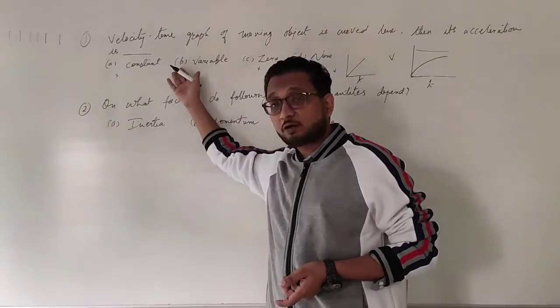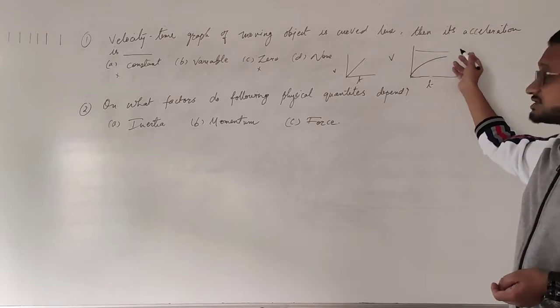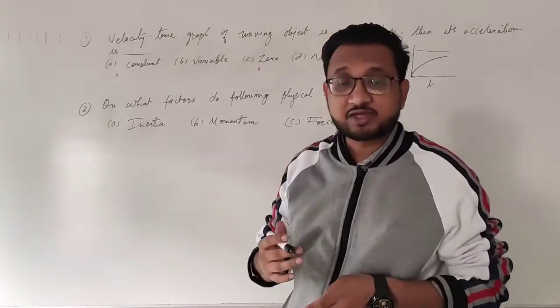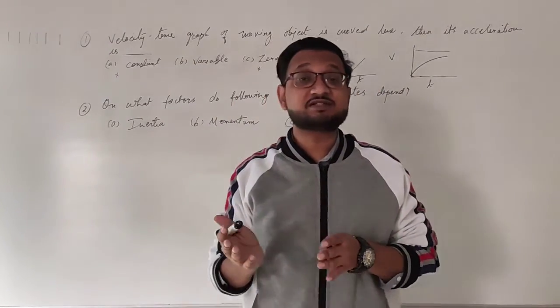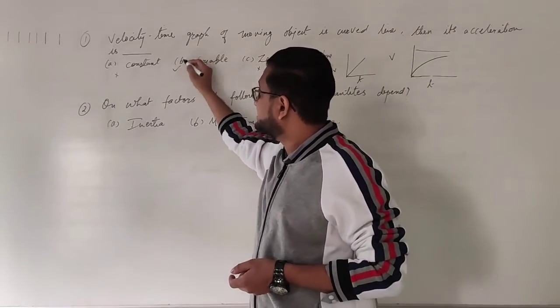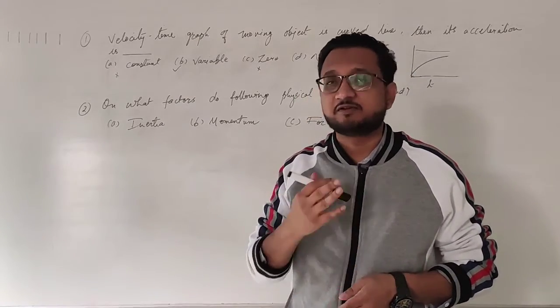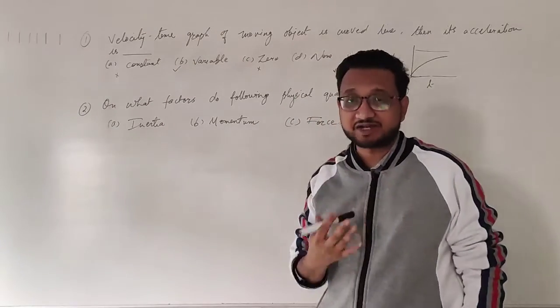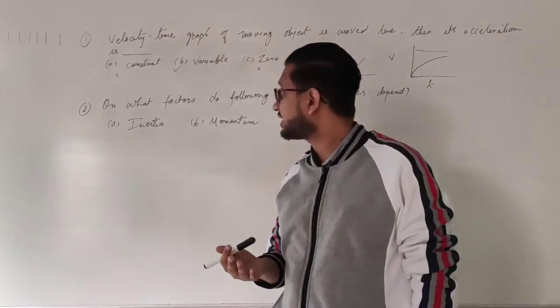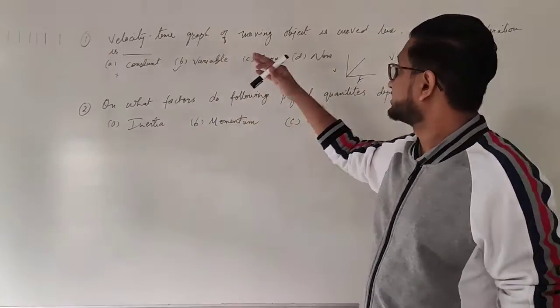If you see the second option, that is variable, then you know that over here the velocity is changing continuously. That means it is not constant. That means it is variable. It is changing. Hence our correct option is B. Because the velocity is changing, it is variable. Variable means it varies. It is changing. Okay. So acceleration is not constant.